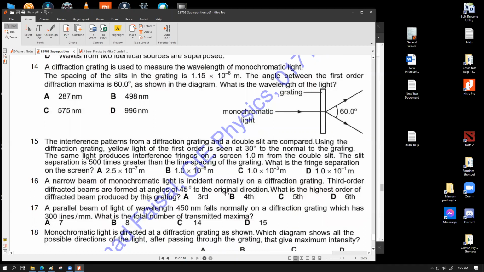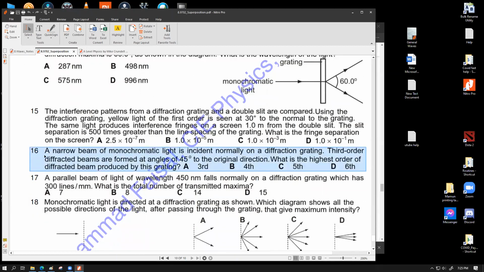Look at number 16. I'm just asking you to read the question. A narrow beam of monochromatic light is incident normally on a diffraction grating. Third order diffraction beams are formed at angles of 45 degrees to the original direction. So what is the highest order of diffraction beam produced by this grating?